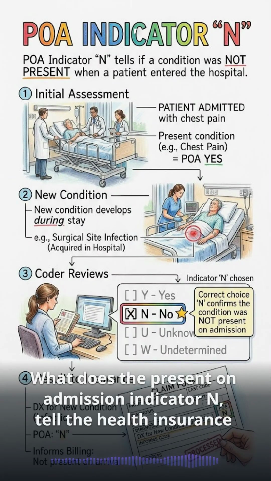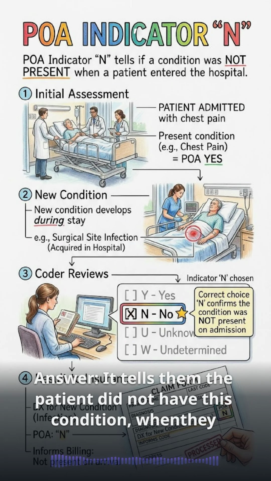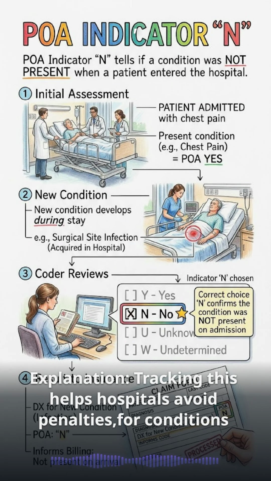9. What does the present on admission indicator N tell the health insurance company billing department? It tells them the patient did not have this condition when they entered the hospital. Tracking this helps hospitals avoid penalties for conditions the patient caught while in their care.